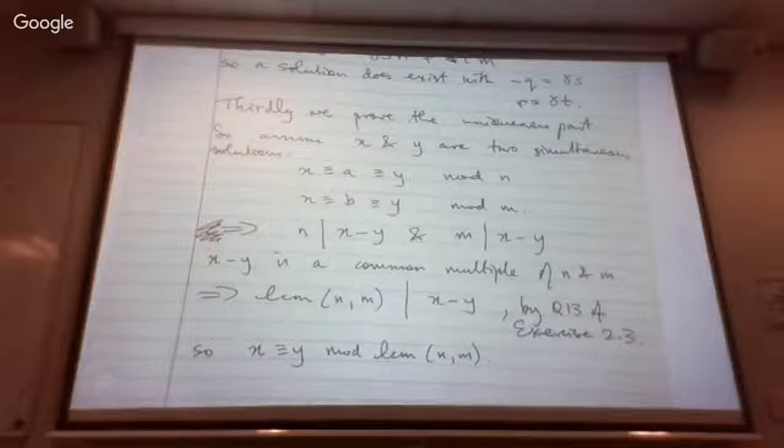So we proved the if and only if condition for existence of solutions. And now when solutions do exist, they all come from the same congruence class modulo the least common multiple. So that proves this generalization of the Chinese remainder theorem to congruences.